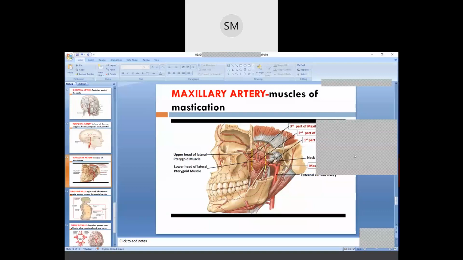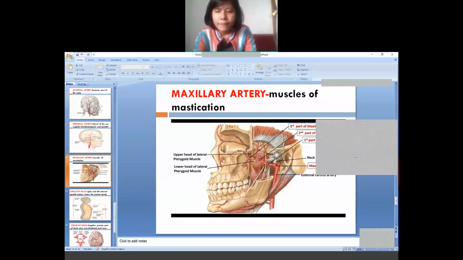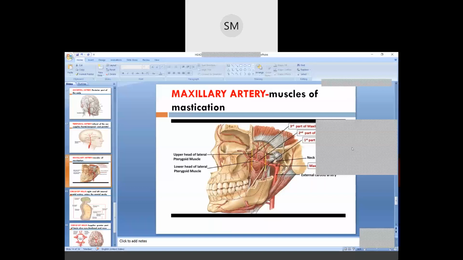Okay, next, Senkamchi. Okay, Senkamchi, can you tell me circle of wheels? Oh, I forgot to mention, circle of wheels is also known as circulus arteriosus. Okay, I forgot to mention that.